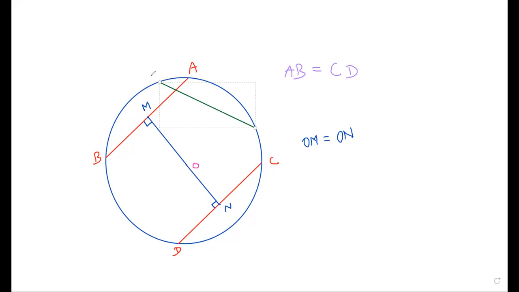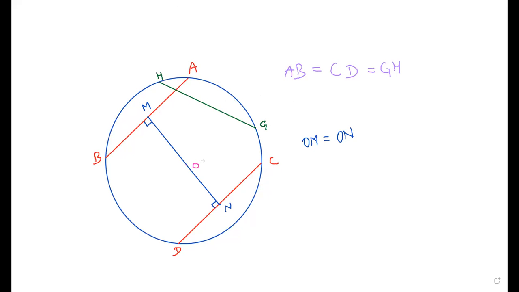See, this is a chord, and this chord is, say, chord GH. Now this chord GH is also equal in length to AB and CD. Even GH is equal in length to AB and CD.